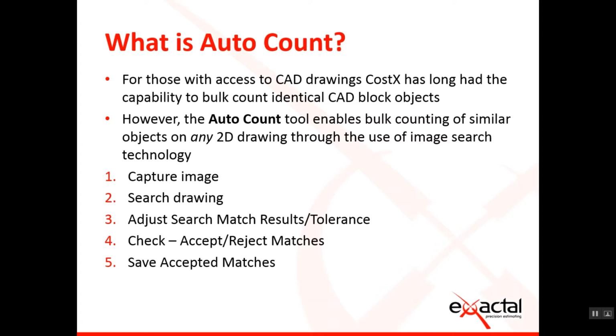Then you can adjust the search match and results so that you can have the required matches. Then you check for accepted, rejected and ones that AutoCount may not be so sure of. So the checking is still pretty important in AutoCount. Finally, you can save the accepted matches and they're registered as dimensions into your dimension group. It can save you a substantial amount of time when counting repetitive items such as doors, windows, column footings, or mechanical and fire protection symbols.